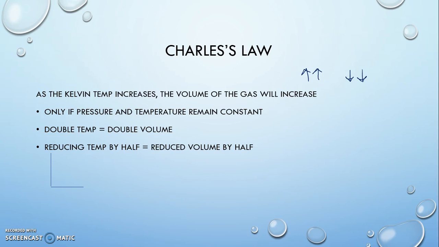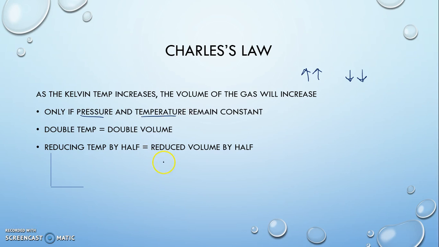There you go. All right, so there's a direct relationship between the two, and this only happens if pressure and the amount of gas remain constant. So if we double the temperature, we double the volume. If we reduce the temperature by half, we reduce the volume by half. It's a direct proportion, so if you triple the volume, then you triple the temperature. Okay, so it's a direct proportion.